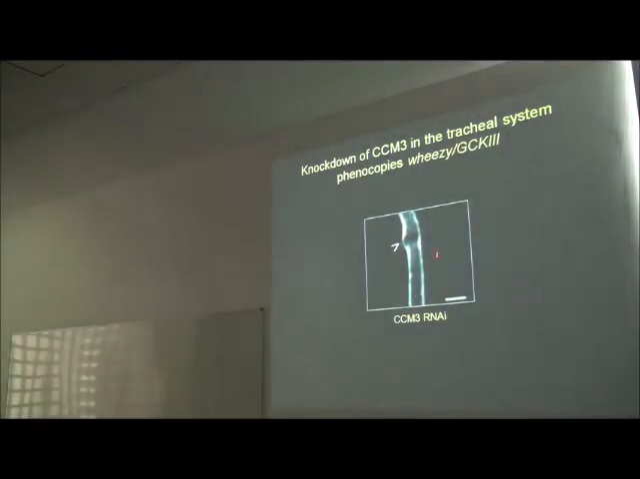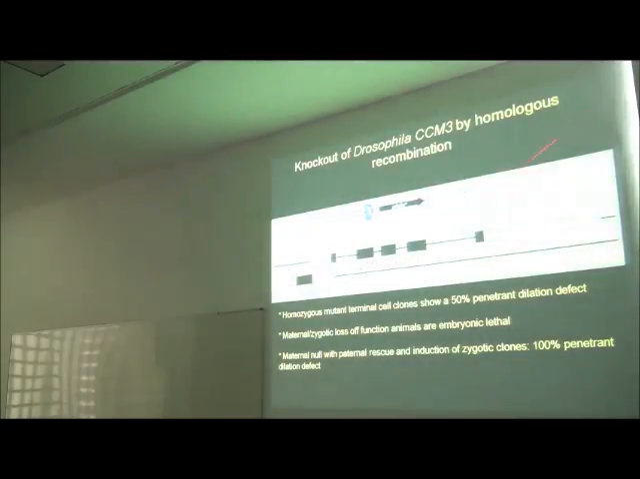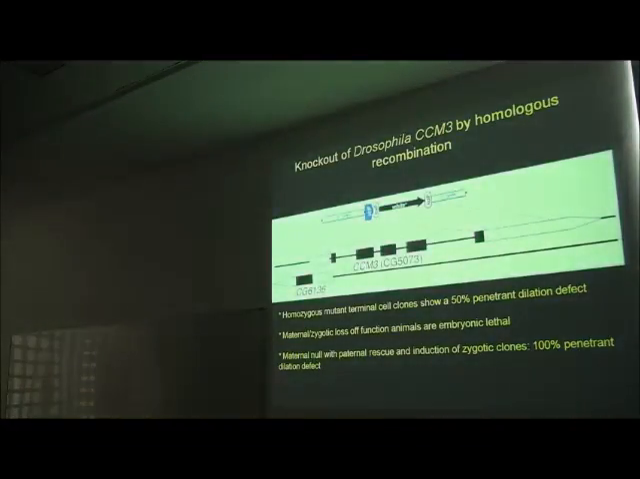So we knocked CCM3 down by RNAi, and we get a mild dilation defect that's specific for the terminal cells. It wasn't fully penetrant, so we went ahead and made a knockout by what's now old school technology, not using CRISPR, but homologous recombination. And we found that when we did our mosaic analysis, we saw roughly 50% penetrant defect. And that turned out to be due to maternal deposition. So if we make germline clones to remove maternal CCM3, and in that background then make zygotic clones, those cells show 100% penetrant dilation defect, identical to the GCK3 defect.